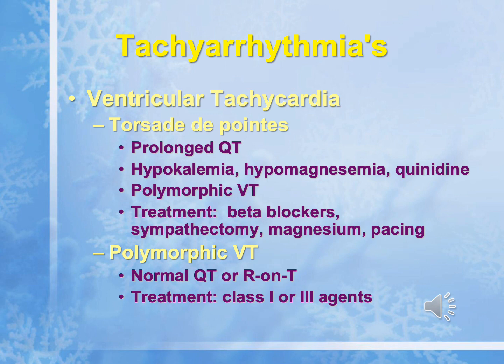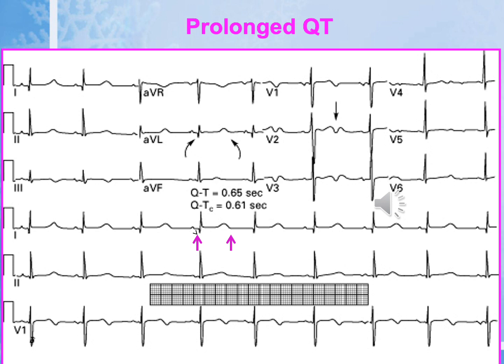Polymorphic ventricular tachycardia is when there is multiple QRS morphologies, and the QT interval may be normal in this situation. And the treatment for this to prevent ventricular tachycardia is class 1 or class 3 antiarrhythmic agents pharmacologically. This electrocardiogram illustrates a prolonged QT interval, as you can see from the purple arrows, and carries a risk of ventricular tachycardia.